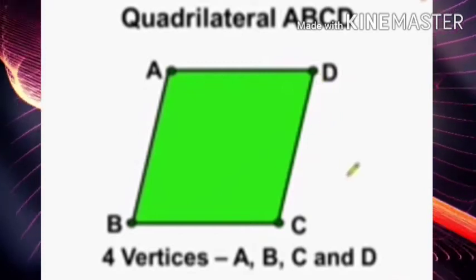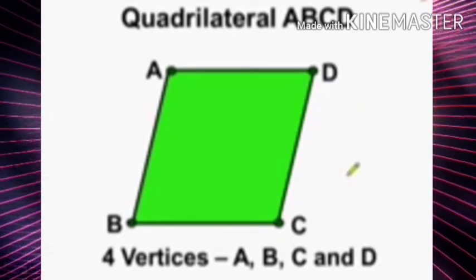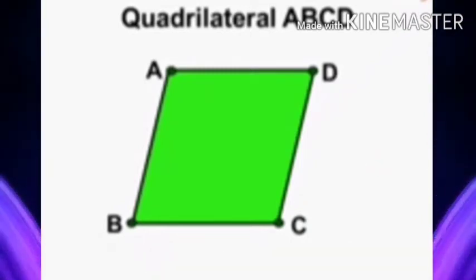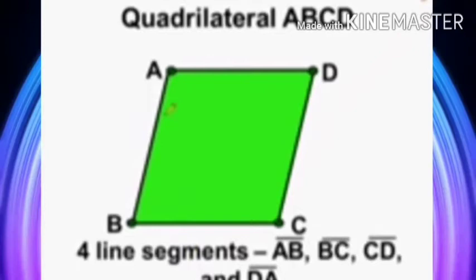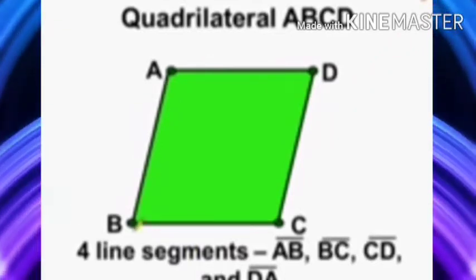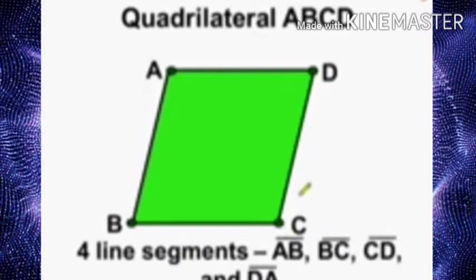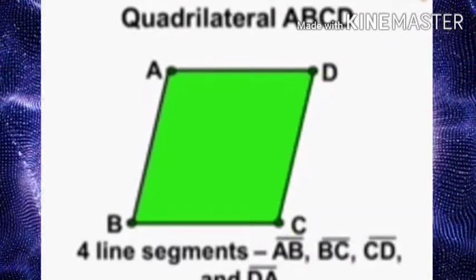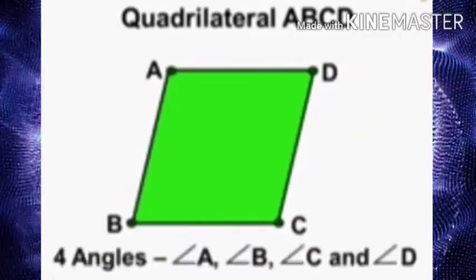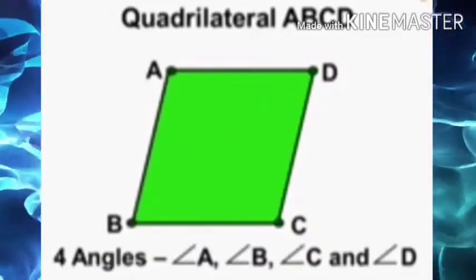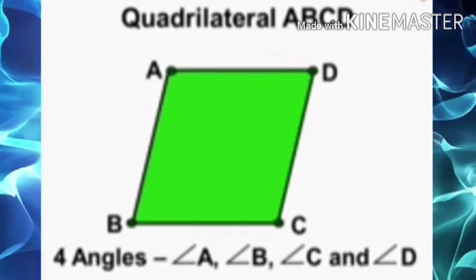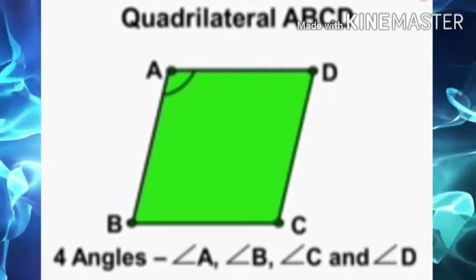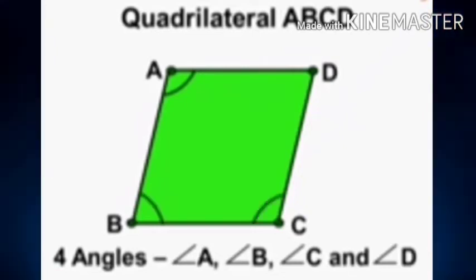Look at the quadrilateral ABCD. It has four vertices as A, B, C and D and four line segments as AB, BC, CD and DA. What is the name of this figure? It is a parallelogram having four angles as angle A, angle B, angle C and angle D.